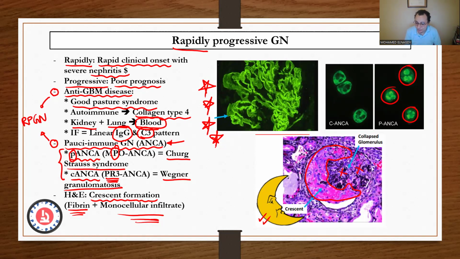Pemphigus. Remember pemphigus and bullous pemphigoid. In bullous pemphigoid, you have it on the basal layer of the skin, and in pemphigus vulgaris you have linear deposits in between the epithelium. In bullous pemphigoid, you have it on the basement membrane.